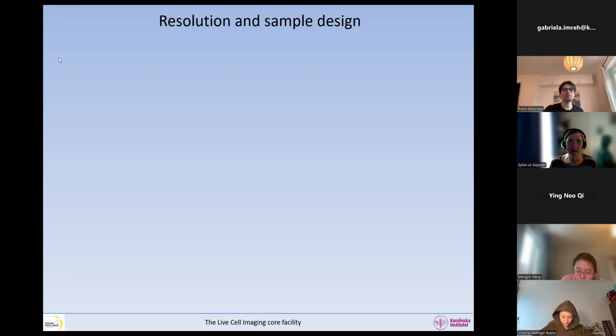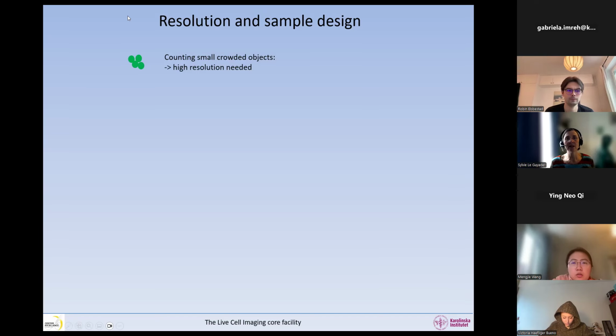Where is my mouse? It's gone here. Okay, so how does this thing with the point spread function and the resolution affect the sample design? And why do we want to do this reverse thinking thing?